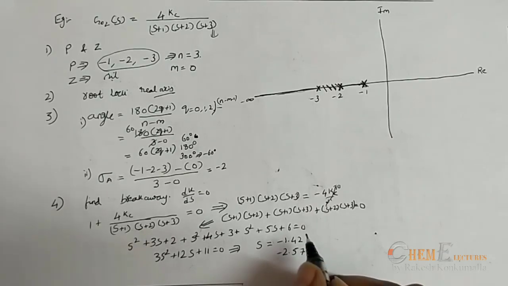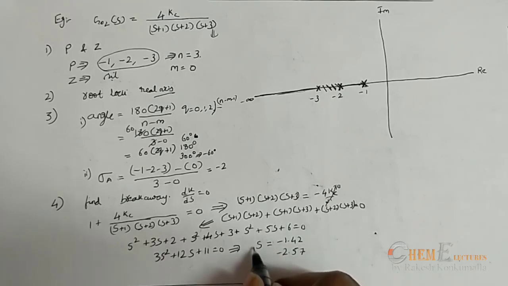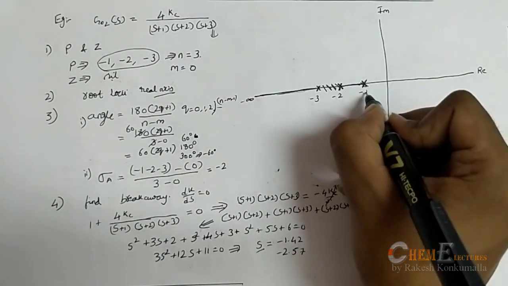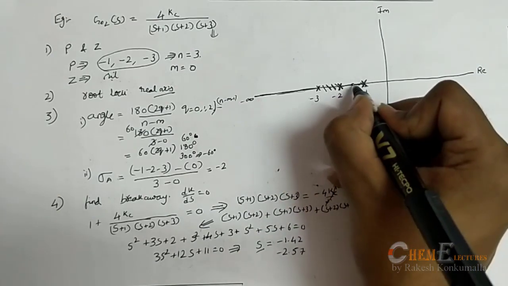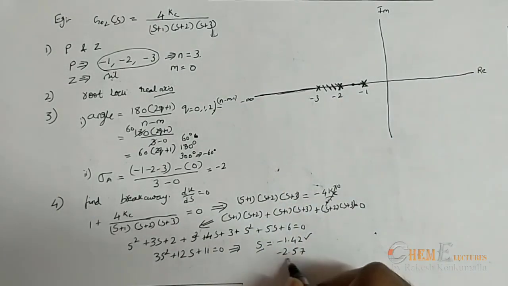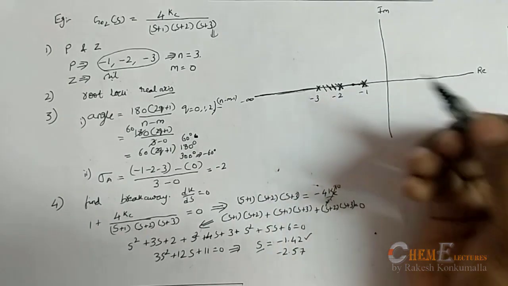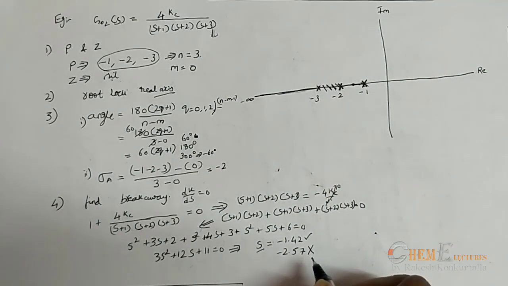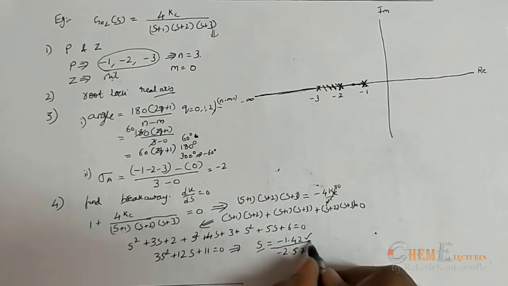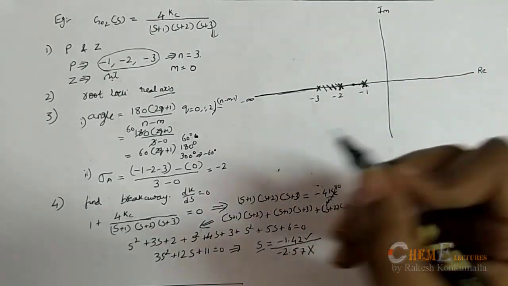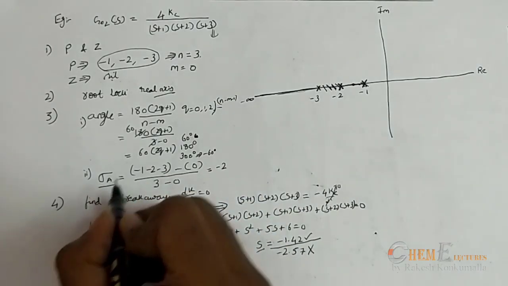From here you need to differentiate which is my breakaway point, and it is very simple. The root which is minus 1.42 lies between the two poles. So this is my breakaway point, and the minus 2.57 is not a part of my loci, so it is not a breakaway point. Now I got my breakaway point here, and I got a centroid and asymptote angles.